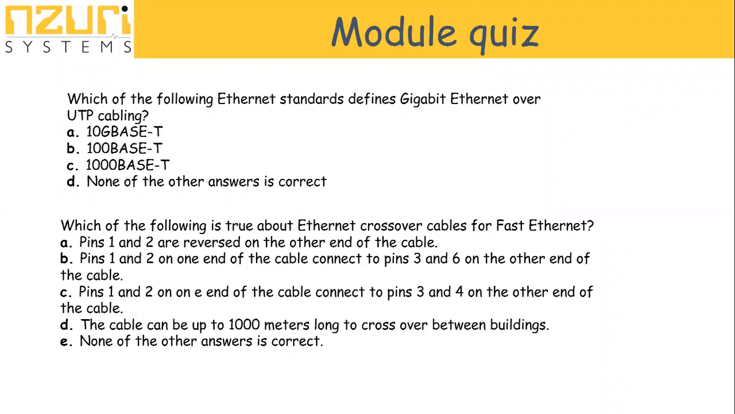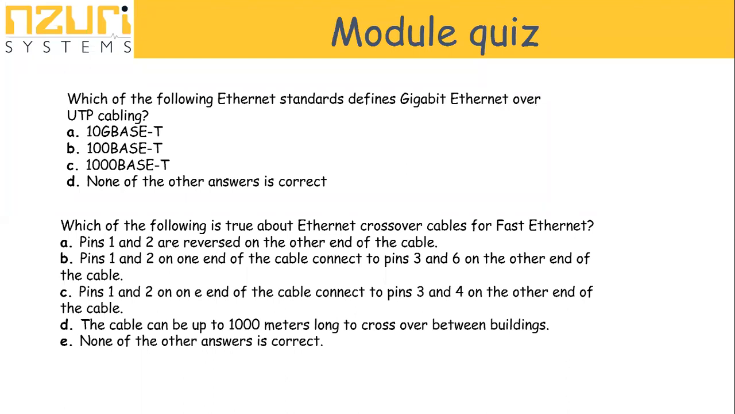It's A. Are you sure? Let's read the question again. It says, which of the following Ethernet standards defines gigabit Ethernet over UTP cable? It's a very simple answer. It's there when you look at the options. UTP. So gigabit is 1,000.